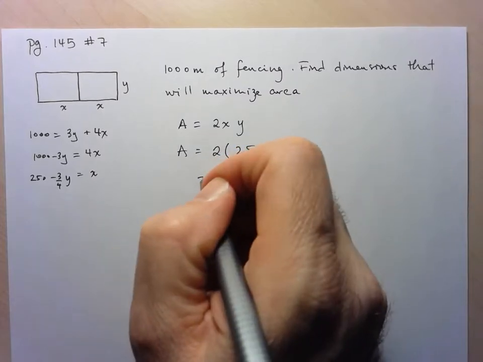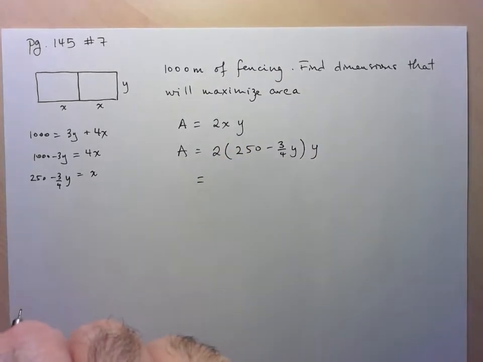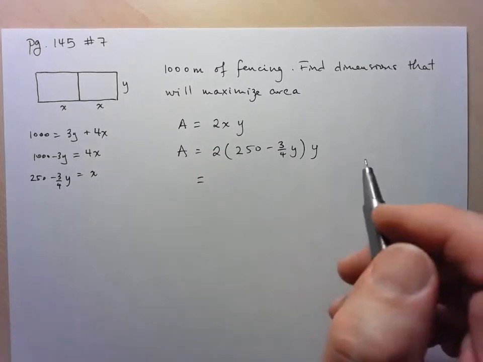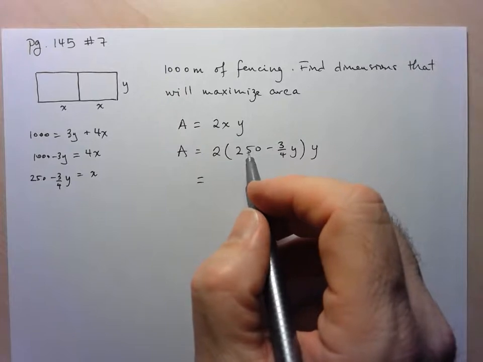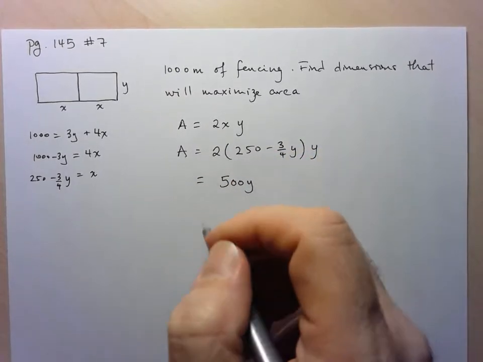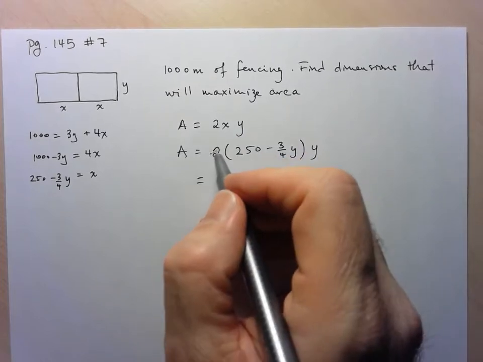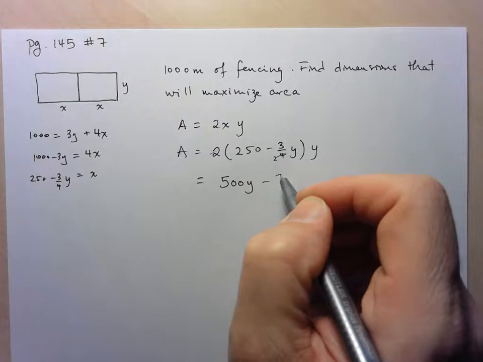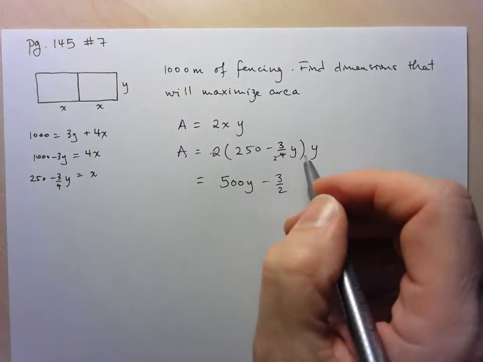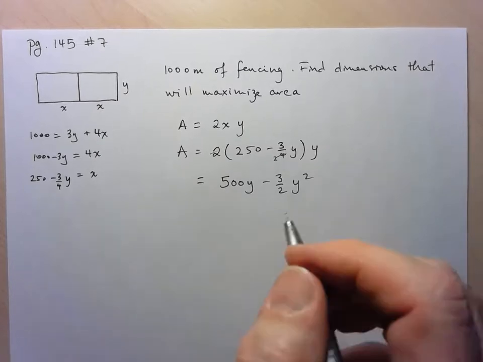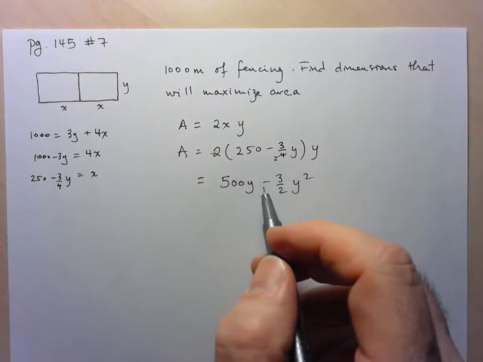I'll distribute that out to get something easier to differentiate, because there's really no need to use the product rule here. So 2 times 250 is 500, times y, so we have 500y. And then 2 times 3/4 reduces to minus 3 over 2 times y squared. We realize here that we have just a quadratic, so nice and easy.